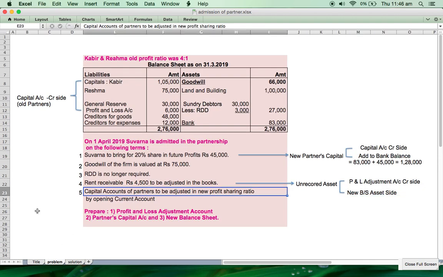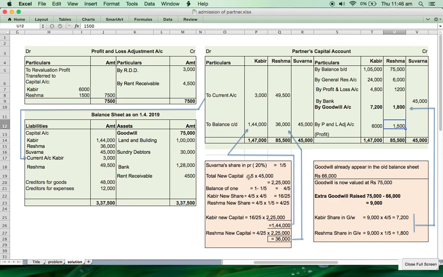Now this is the last adjustment, capital account of partners to be adjusted in new profit sharing ratio by opening current account. This is the capital adjustment. Here Suvarna's capital will be considered as the base to calculate the new closing balance of all the partners. Suvarna's share in profit is 20%, means 1/5. Now total new capital will be the reciprocal of the share into capital brought in by the new partner. So 5 into 45,000, which is 2,25,000.